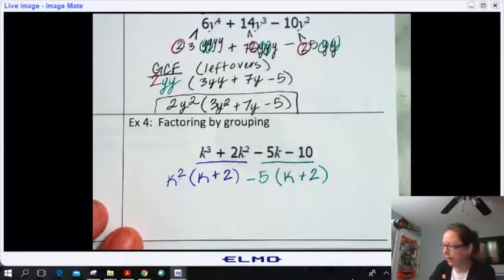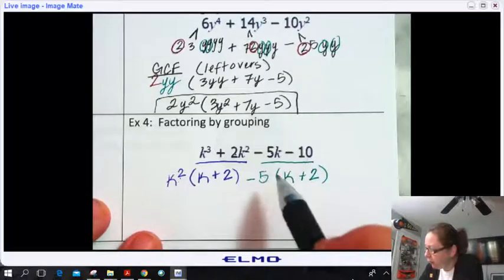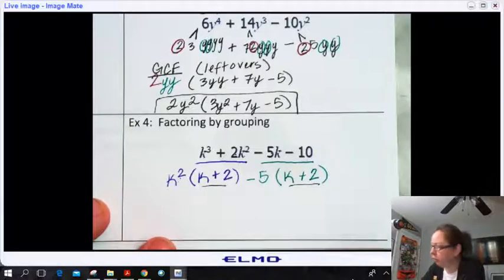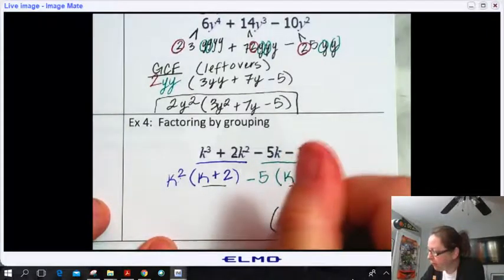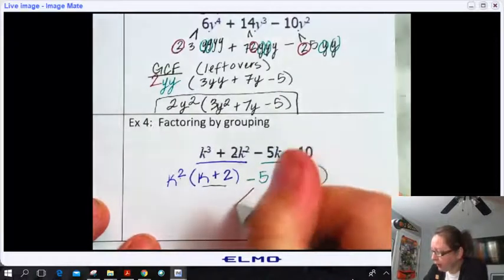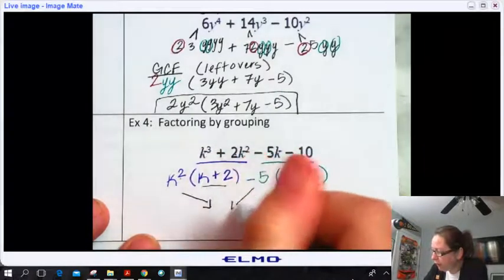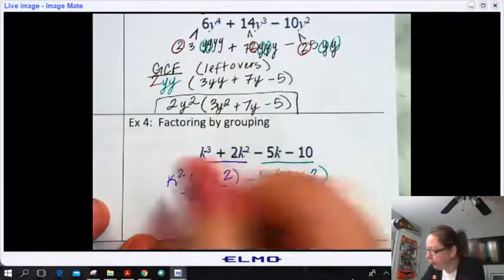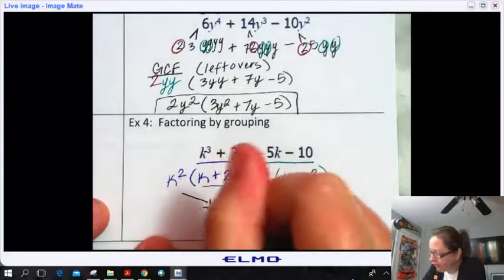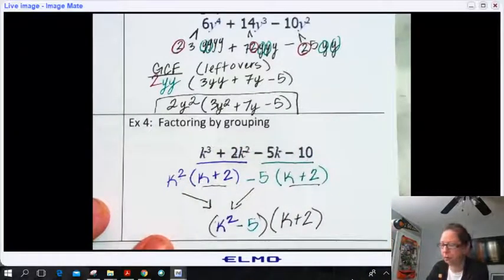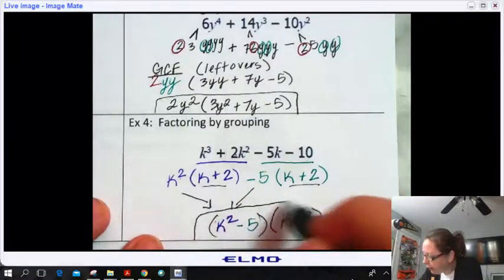And here's what's kind of neat that happens. So notice that this k plus 2 and this k plus 2 match. Well, that is going to be the second term in my final answer. And then what I do is I take both of the GCFs and I put those together. So k squared was the first GCF, minus 5 was the second GCF. And I put those together. And this is my answer.